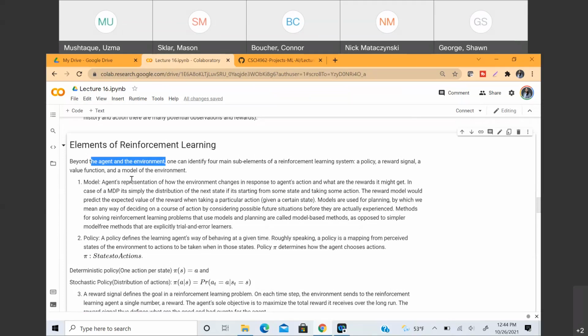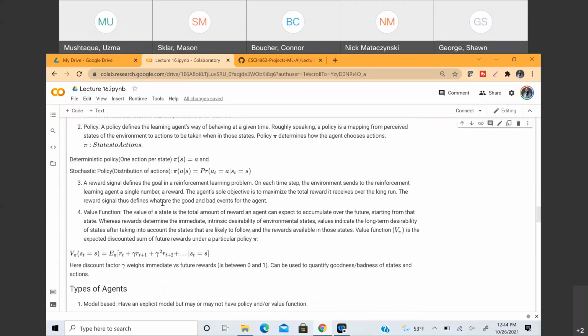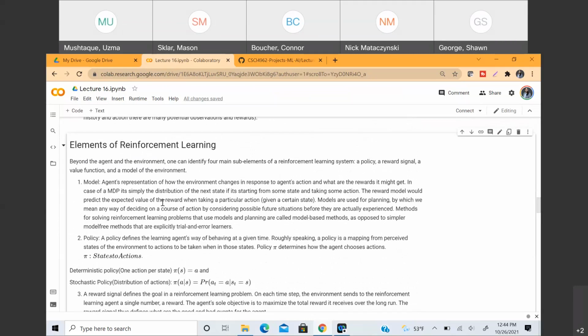Some of these you've already heard. For example, you heard what a policy is, you heard what a reward is, but now let's formally define them and then actually look at the Markov decision process.